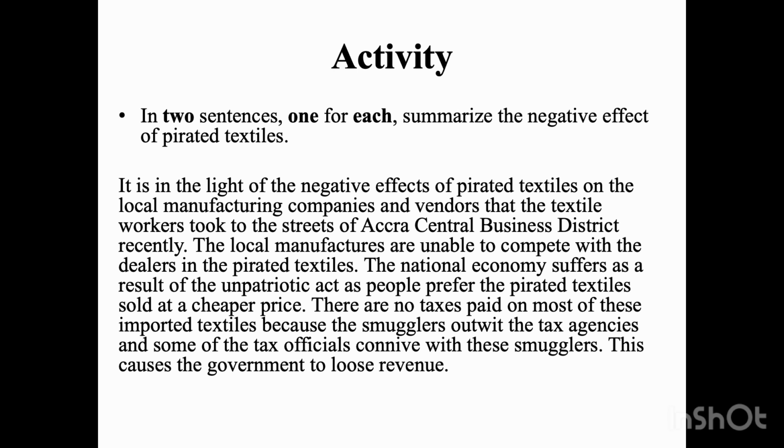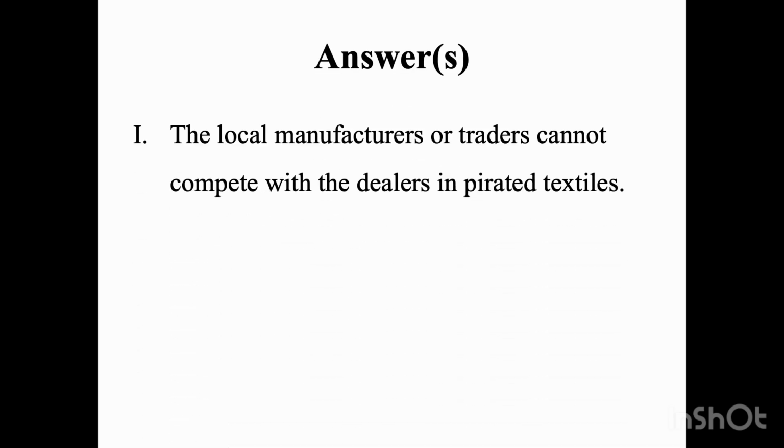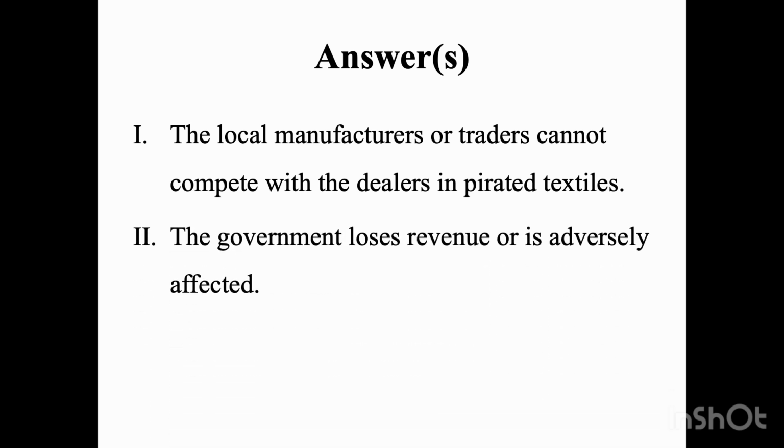So I read the summary task again. In 2 sentences, one for each, summarize the negative effect of pirated textiles. So, the local manufacturers or traders cannot compete with the dealers in the pirated textiles. Remember, this is a simple summary task. The government loses revenue or is adversely affected.